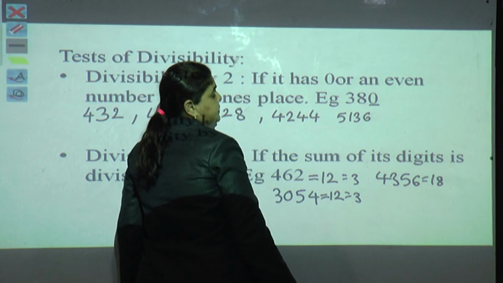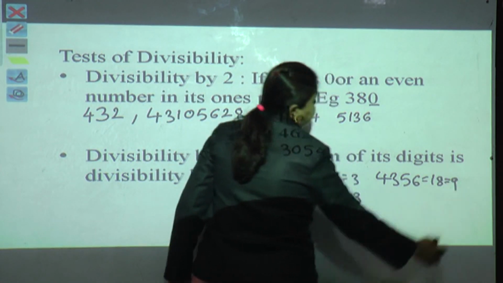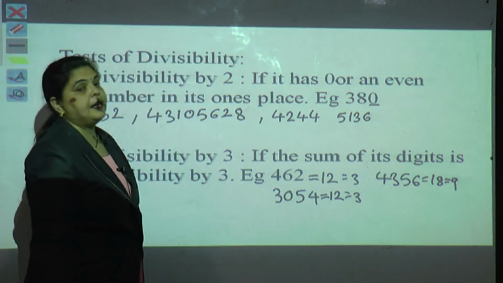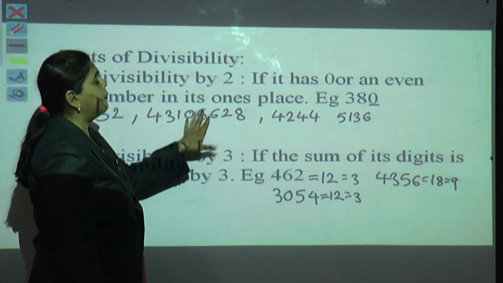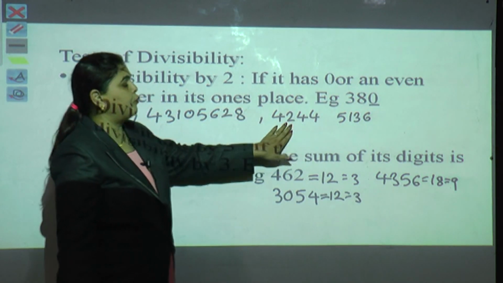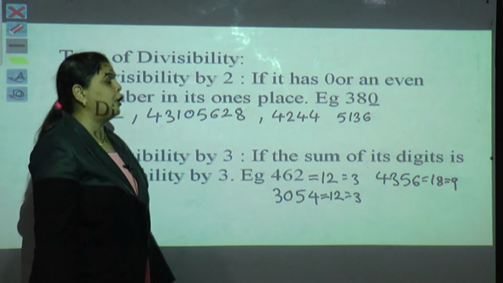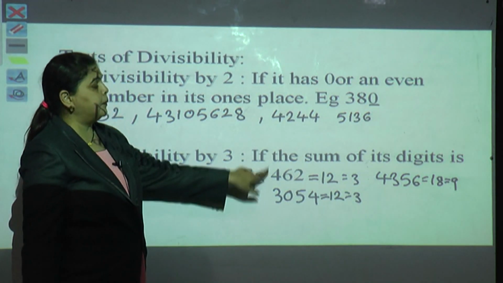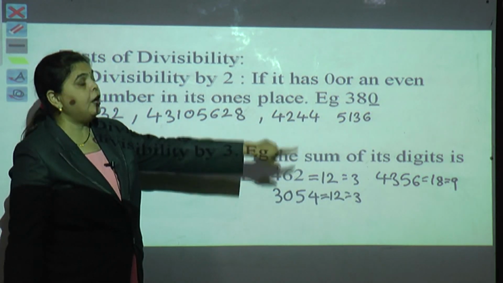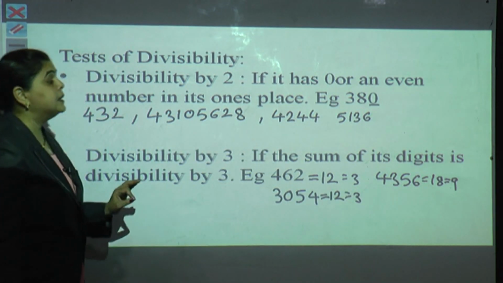12 plus 6 is 18. 8 plus 1 is again 9. So this number is divisible by 3. It may be a number of any number of digits, we just have to find the sum of the digits, and it should be a multiple of 3, or divisible by 3. So the number which is given to us can be divided by 3, giving a remainder of 0.